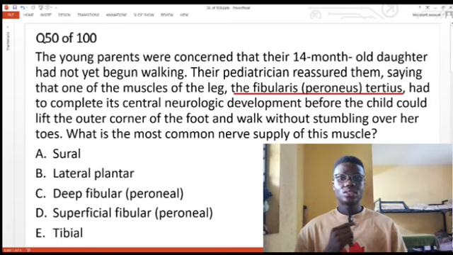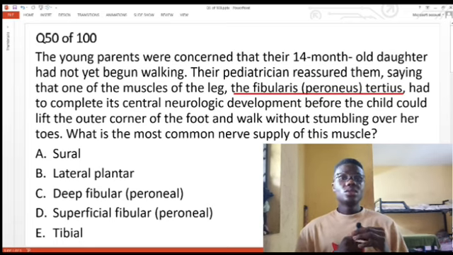The question says the young parents were concerned that their 14-month-old daughter had not yet begun walking. Their pediatrician reassured them, saying that one of the muscles of the leg, the fibularis or the peroneus tertius, had to complete its neurologic development before the child could lift the outer corner of the foot and walk without stumbling over her toes. What is the most common nerve supply of this muscle? Sural nerve, lateral plantar nerve, deep fibular nerve, superficial fibular nerve, and the tibial nerve.